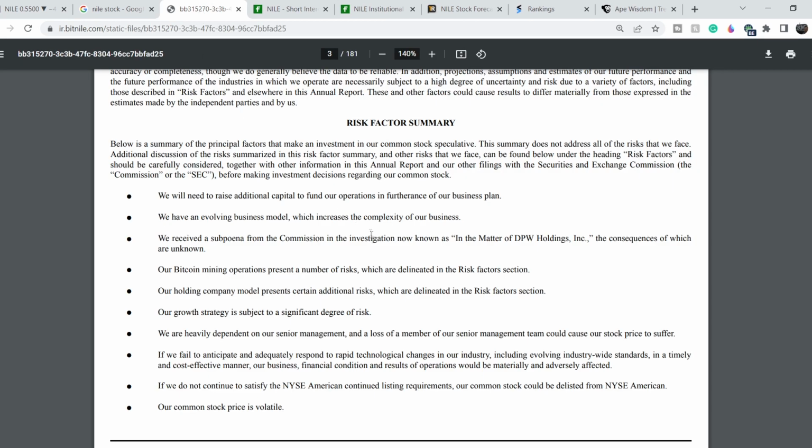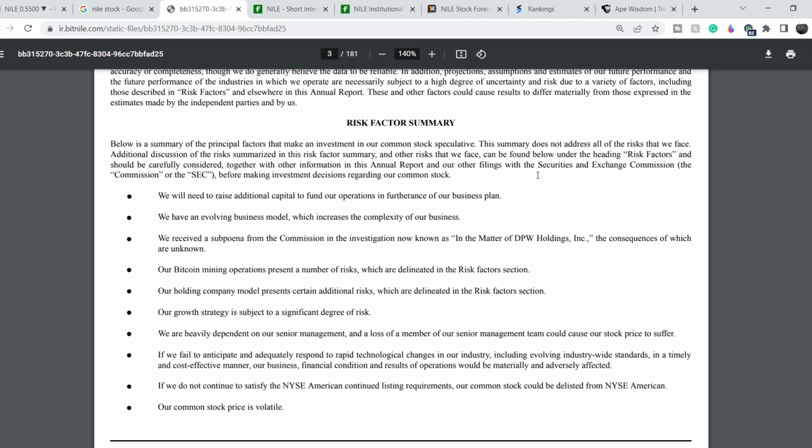And definitely the main news right now is their 10K report. And I want to pay your attention first of all to their risk factor summary. And let me quote you this. "Below is a summary of the principal factors that make an investment in our common stock speculative. This summary does not address all of the risks that we face. Additional discussion of the risks summarized in this risk factor summary and other risks that we face can be found below under the heading Risk Factors and should be carefully considered together with other information in this annual report and our other filings with the Securities and Exchange Commission before making an investment decision regarding our common stock."